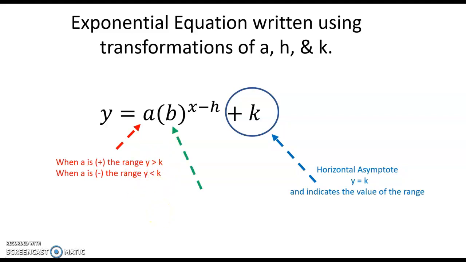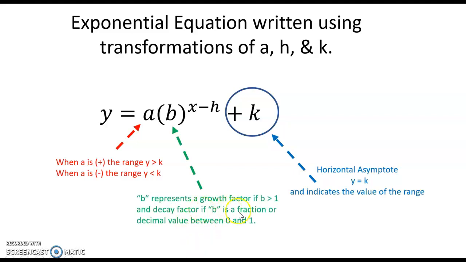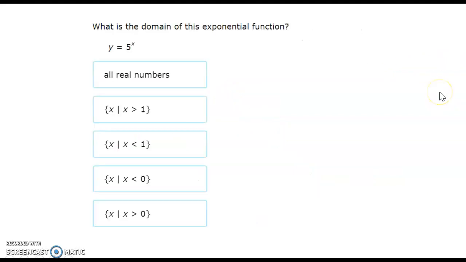The b value represents a growth factor if b is greater than 1 and a decay factor if b is a fraction or a decimal between 0 and 1. And finally, the h value. The h value in transformation form represents a shift left whenever you see b raised to the x plus h power, or a horizontal shift right when you see b raised to the x minus h power.